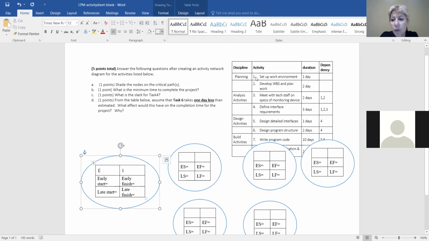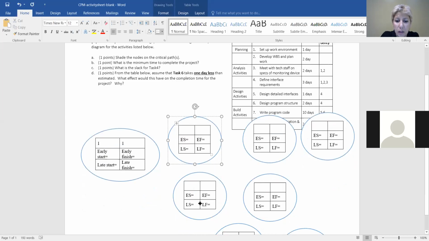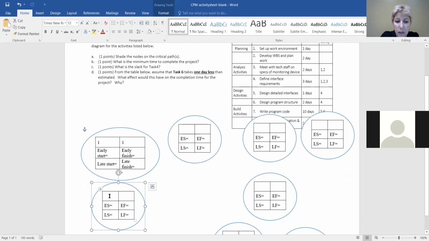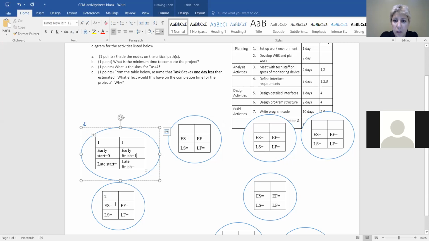Matt, I don't know if your question was this one, but use the numbers because then that's gonna save you time. So task 1 here, task 2 here. I don't write the description anymore because it's gonna take time. We did that in our first example. And then we know early start is 0, early finish is 1. Task 2 is taking 2 days.